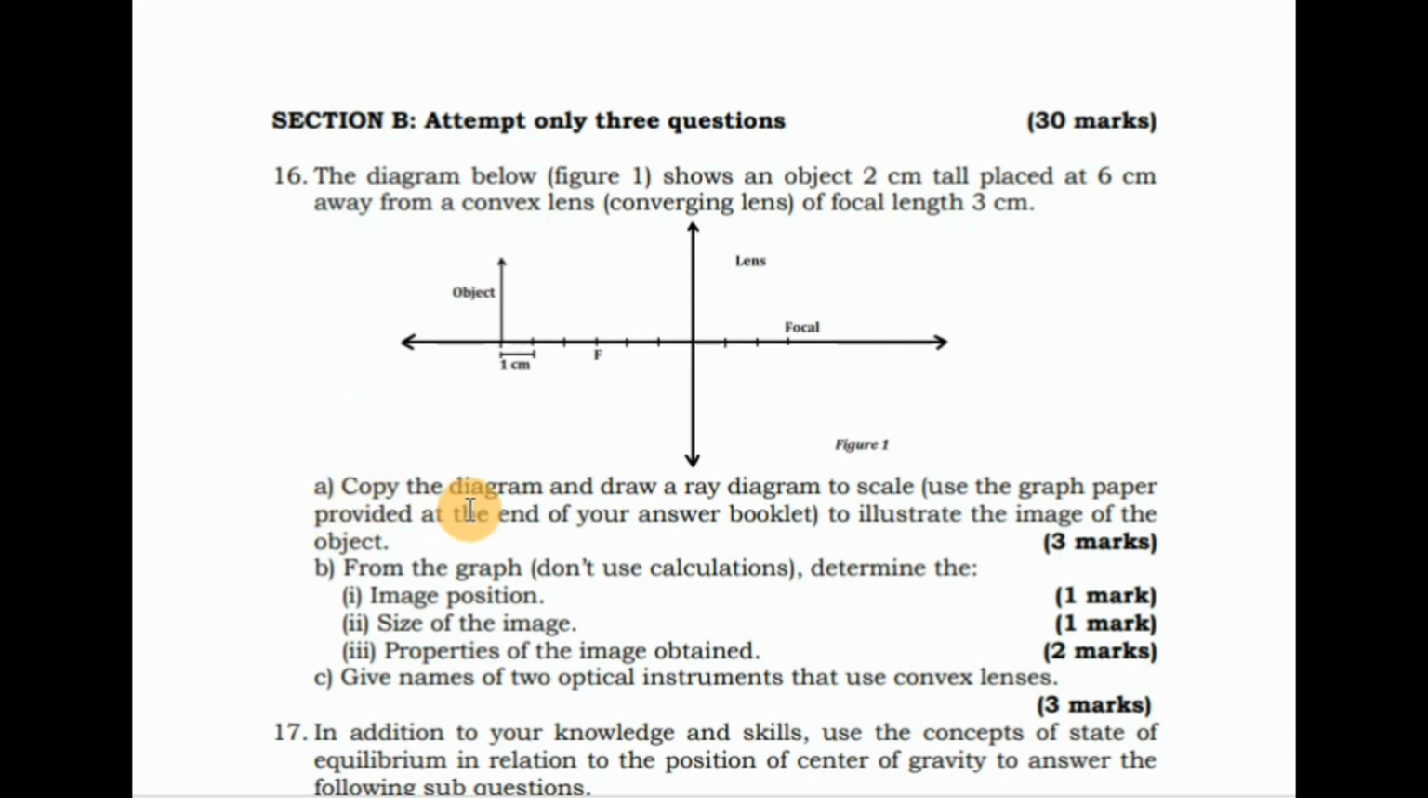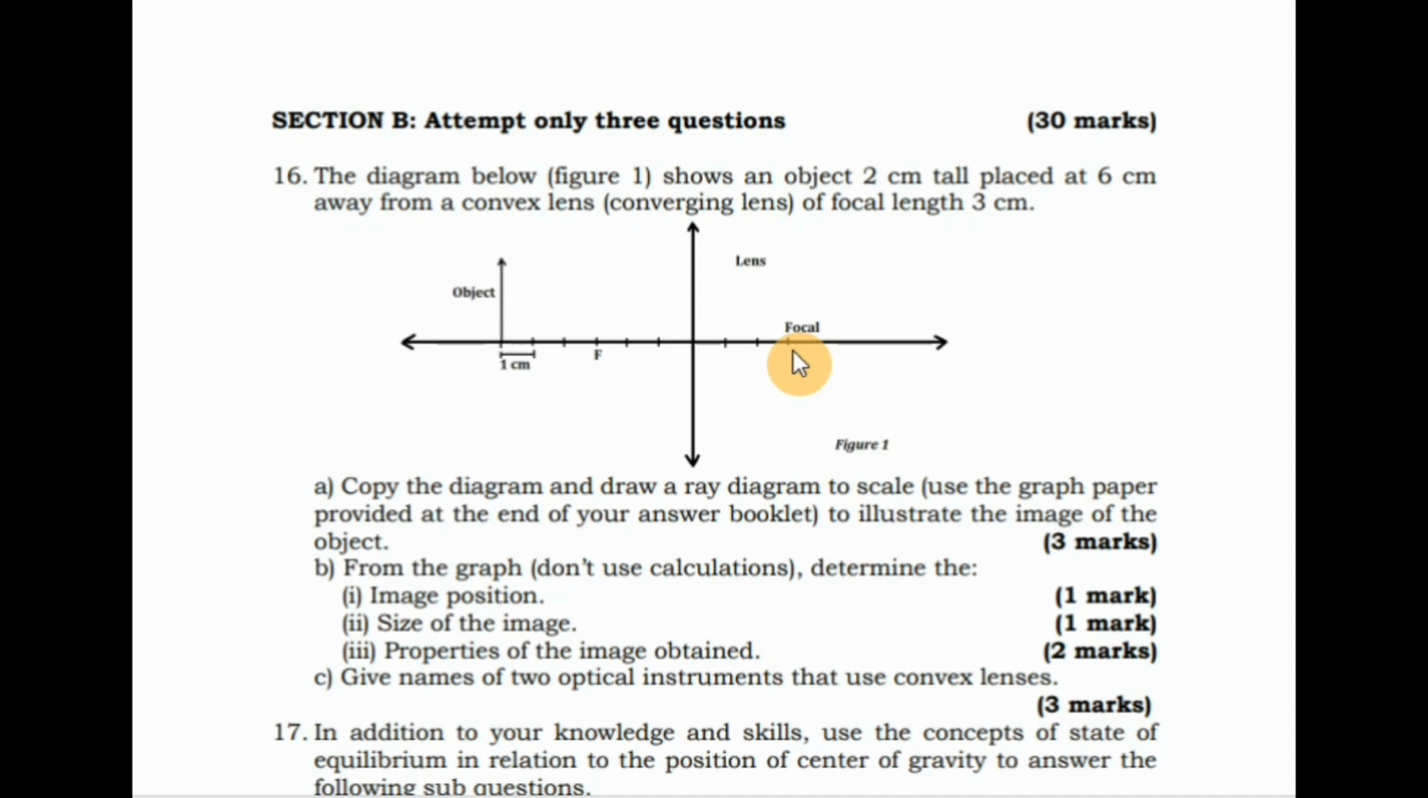Question A. Copy the diagram and draw a ray diagram to scale. Use the graph paper provided at the end of your answer booklet to illustrate the image of the object. We are going to draw the diagram according to the rules of ray diagrams for lenses. The first rule says that when the ray is parallel to the principal axis, it will refract through the focal point.